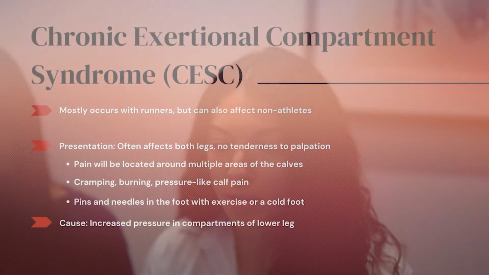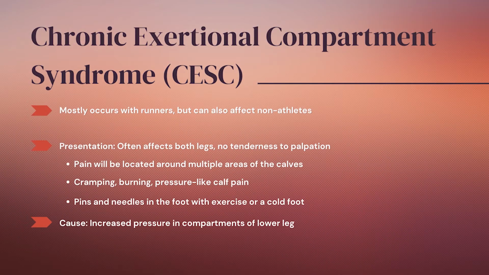Chronic exertional compartment syndrome also occurs with athletes, but can occur with non-athletes. And it often presents in both legs, whereas medial tibial stress syndrome can affect one leg. This will affect both legs, and the difference is that there's no tenderness to palpation. So if you're touching along that medial side of your tibia or your shin, it shouldn't be too painful.